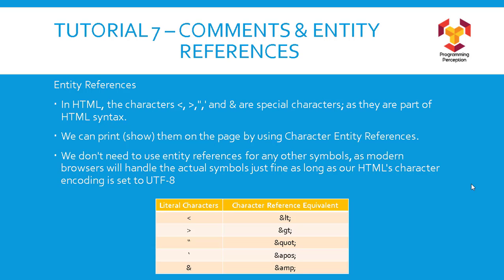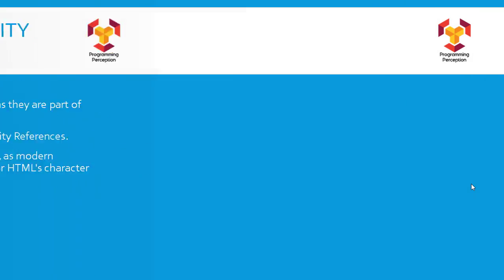So these are the character references. For less than, it is ampersand, LT, and then a semicolon. All the character references start with an ampersand and end with a semicolon. So you can clearly see that. And within that, the code is very meaningful: less than LT, greater than GT, quotation QUOT, apostrophe APOS, and ampersand AMP. You just need to see them once and you will remember them forever.